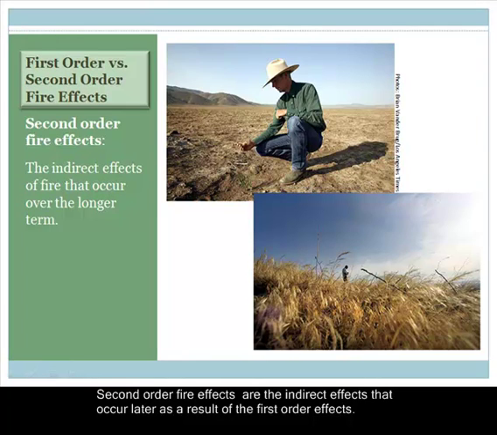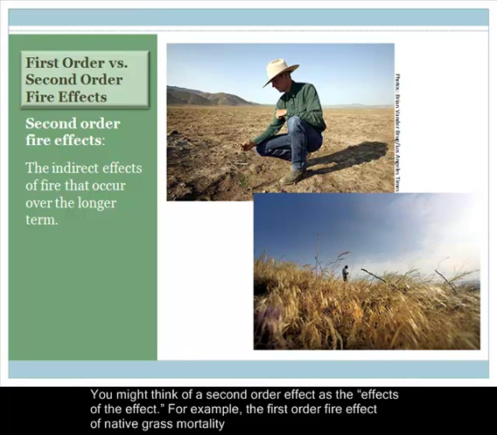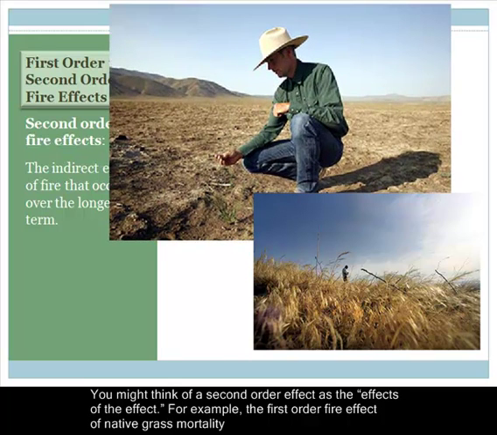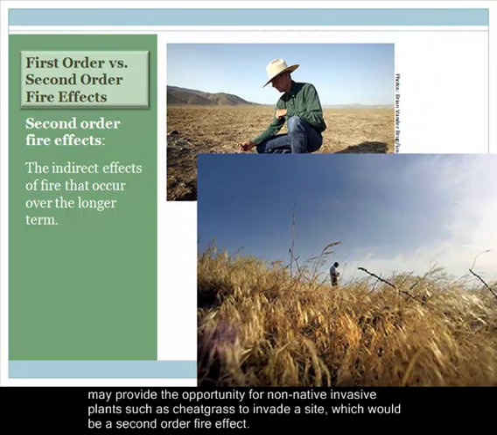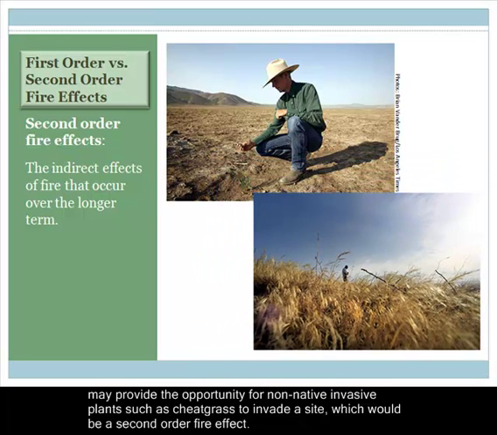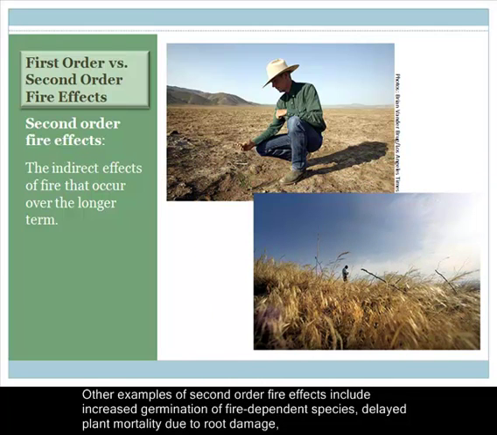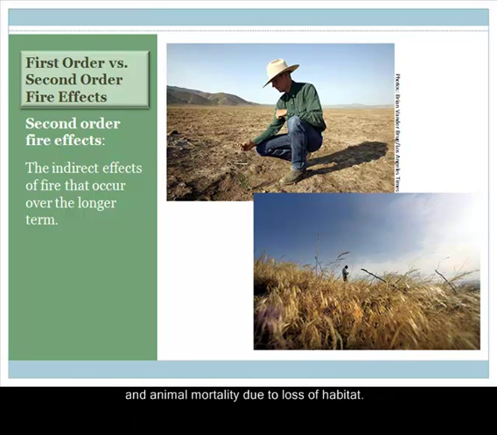Second-order effects are the indirect effects that occur later as a result of the first-order effects. You might think of a second-order effect as the effects of the effect. For example, the first-order fire effect of native grass mortality may provide the opportunity for non-native invasive plants, such as cheatgrass, to invade a site, which would be a second-order fire effect. Other examples of second-order fire effects include increased germination of fire-dependent species, delayed plant mortality due to root damage, and animal mortality due to loss of habitat.